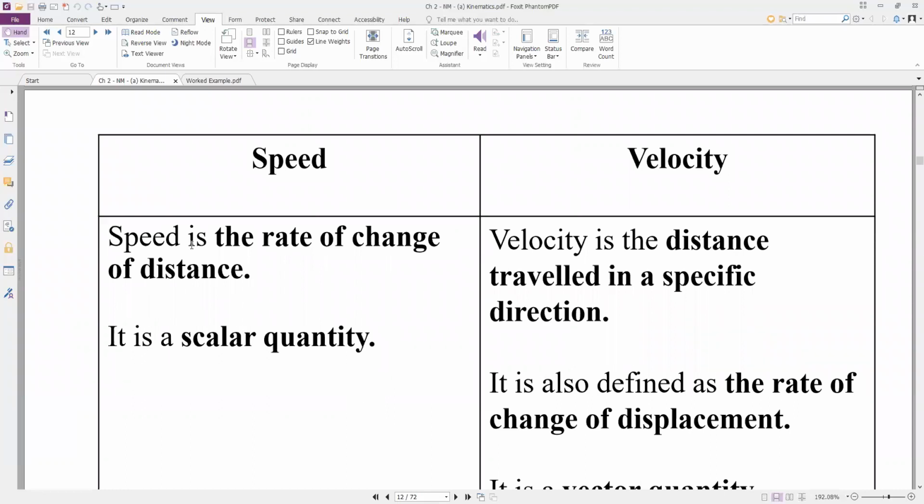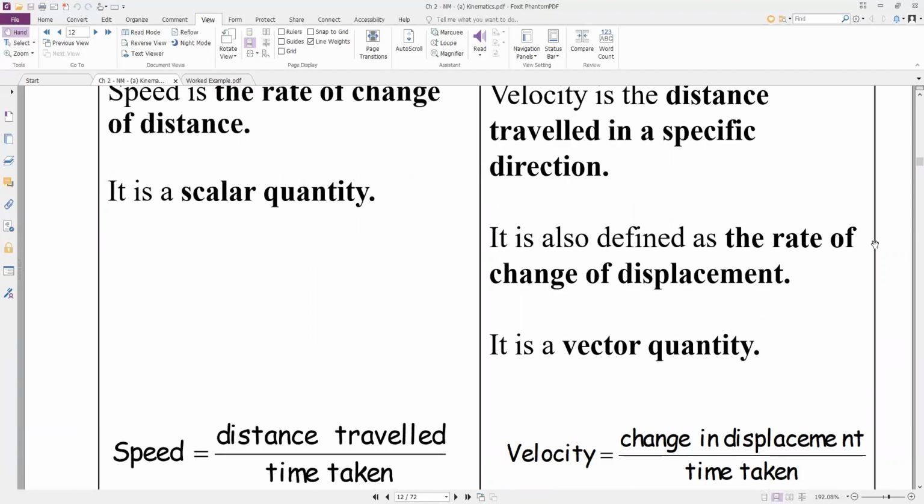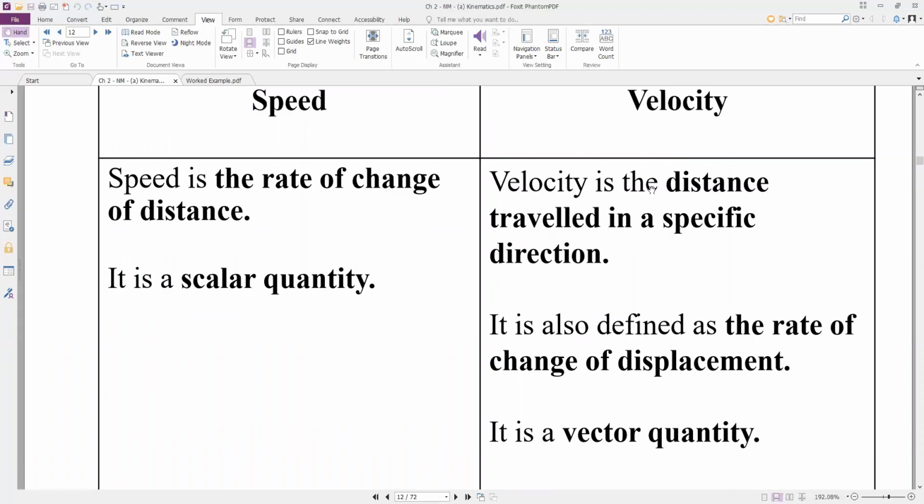Now next, what is speed and what is velocity? Speed is the rate of change of distance, a scalar quantity. Velocity is the distance traveled in a specific direction. It is also defined as the rate of change of displacement. We need directions, so velocity is a vector quantity for this reason. We can write that speed is distance divided by time, and velocity is displacement divided by time.